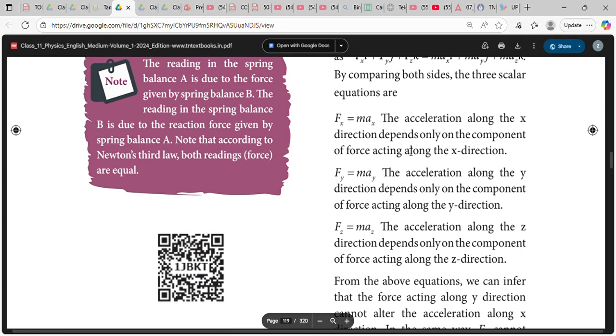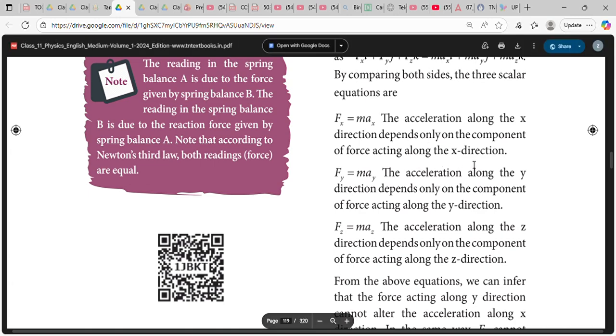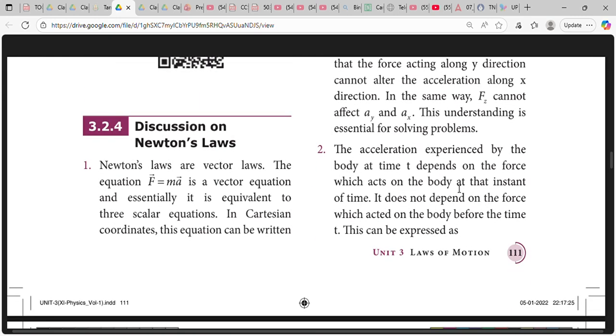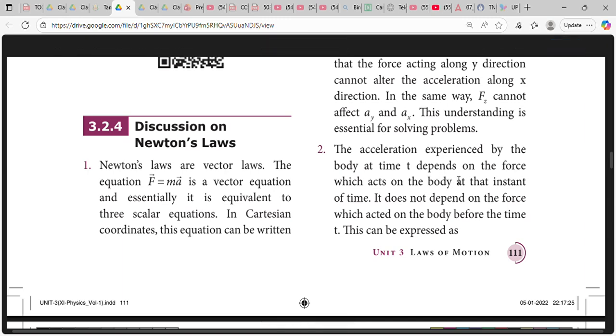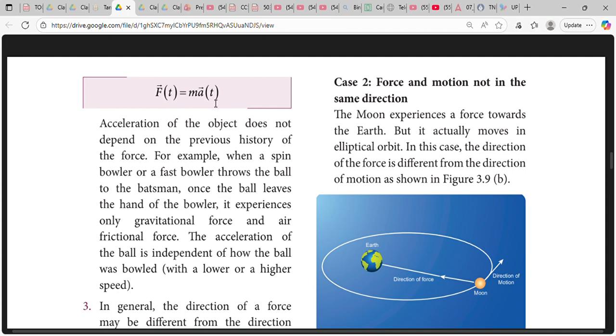The acceleration along the x direction depends only on the component of force acting along the x direction. Similarly for the y direction and the z direction. The acceleration experienced by a body at time t depends on the force which acts on the body at that instant of time. It does not depend on the force which acted on the body before, only on that time instant. So F of t is equal to m a of t.